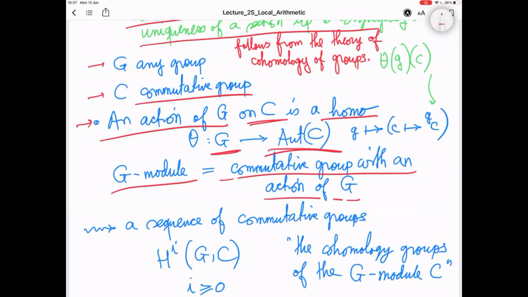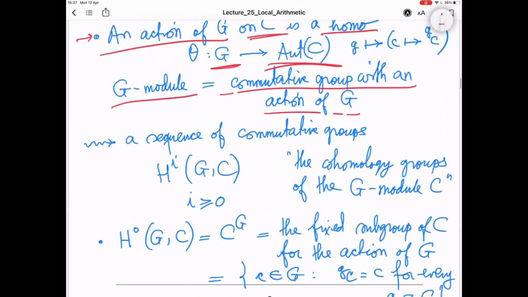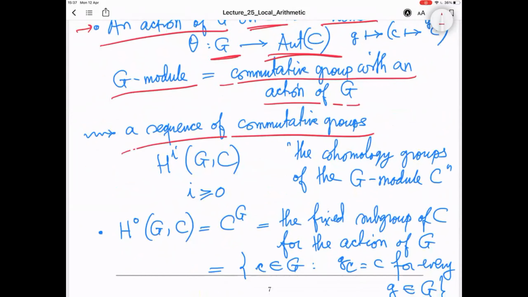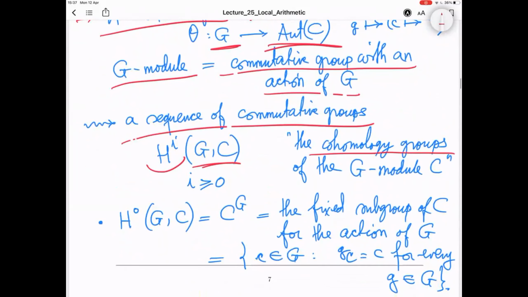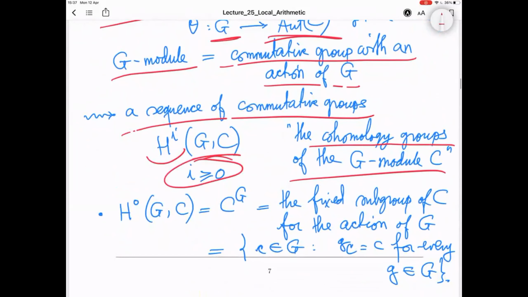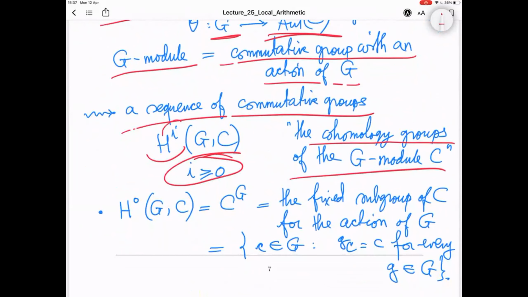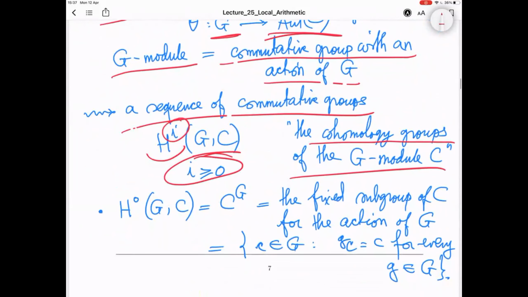So whenever you have a group G and a G module C, you get a sequence of other commutative groups called H^i(G, C), H i G with coefficients in C. These are called the cohomology groups of the G module C. For every index i, you have H^i(G, C).